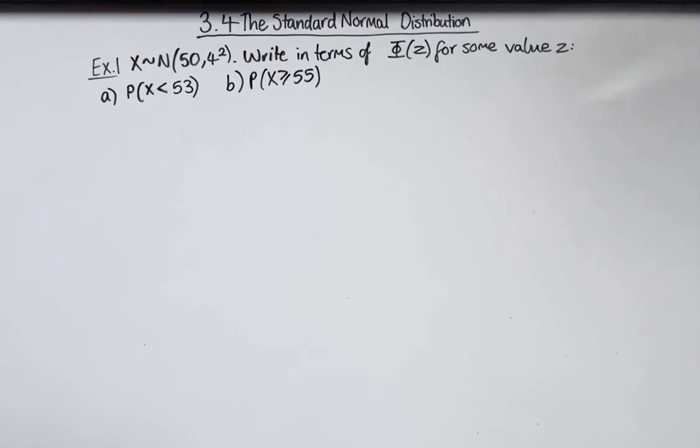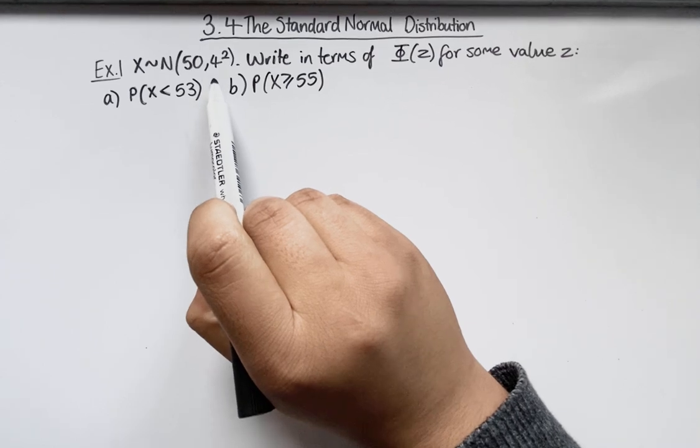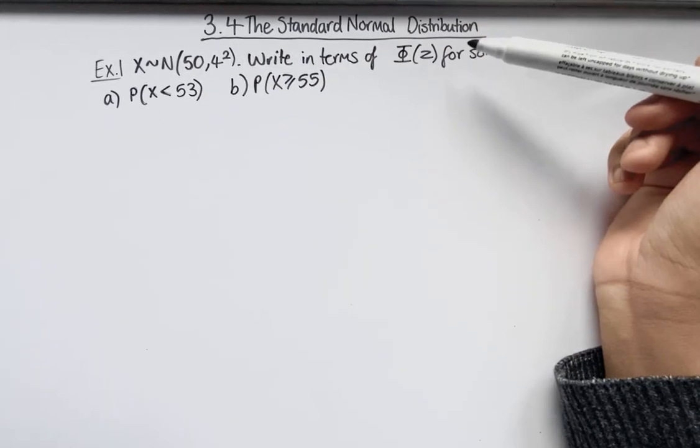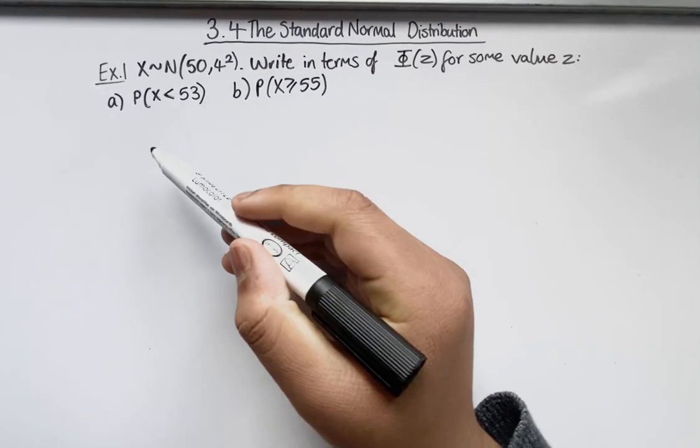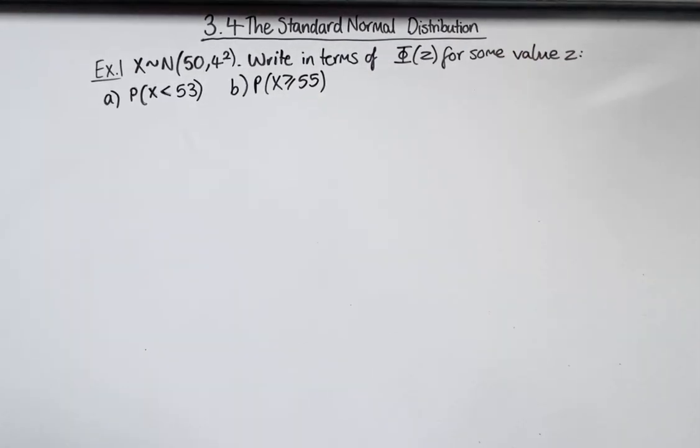Let's do some examples. The random variable X follows the normal distribution with a mean of 50 and a standard deviation of 4. Write in terms of phi of z, for some value z, the probability that X is less than 53 and the probability that X is greater than or equal to 55.